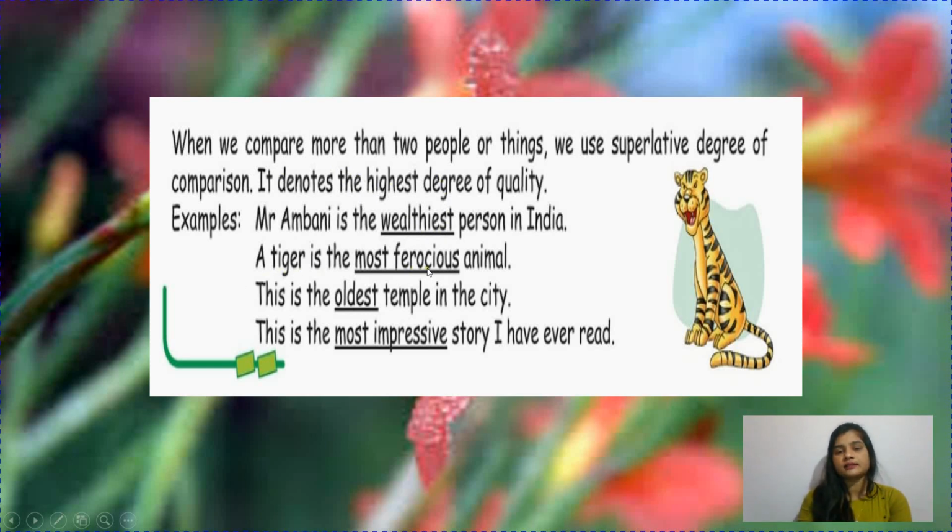A tiger is the most ferocious animal. This is the oldest temple in the city. This is the most impressive story I have ever read. Children, have you noticed here? We have used the article the. So, in the highest degree, or superlative degree, we use the article the.